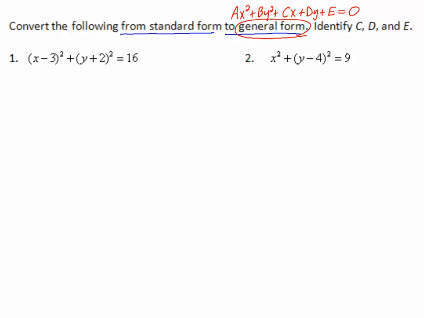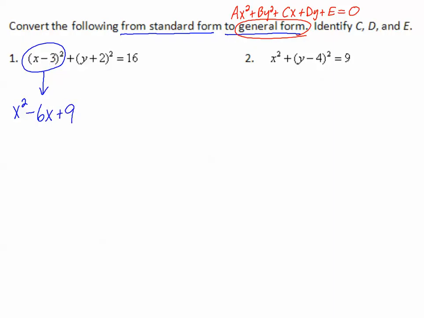So notice there's no parentheses in general form, but we have parentheses here. So let's get rid of the parentheses by expanding each of these binomials. X minus 3 squared. Do you remember how to do it the shortcut way? X squared minus 3 times 2 is 6, so 6x, and 3 times 3 is 9.